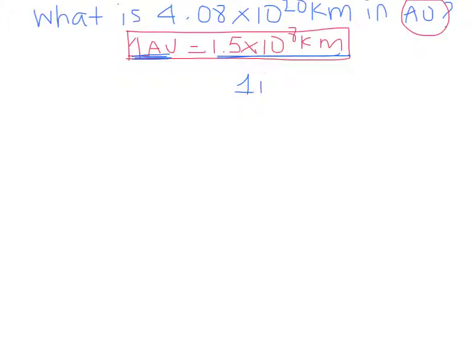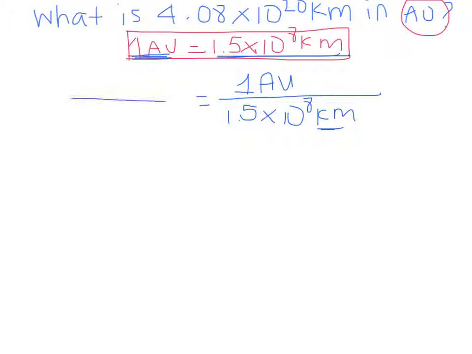So top is 1 astronomical unit. Bottom is 1.5 times 10 to the power of 8 kilometers. And because we wrote kilometers at the bottom, we're going to have to write the kilometers at the bottom over here as well. So our known kilometers, 4.08 times 10 to the power of 20 kilometers. This would be question mark astronomical units. Now, in order for us to figure it out, we have to multiply both sides by 4.08 times 10 to the power of 20, so that we can cancel this out.